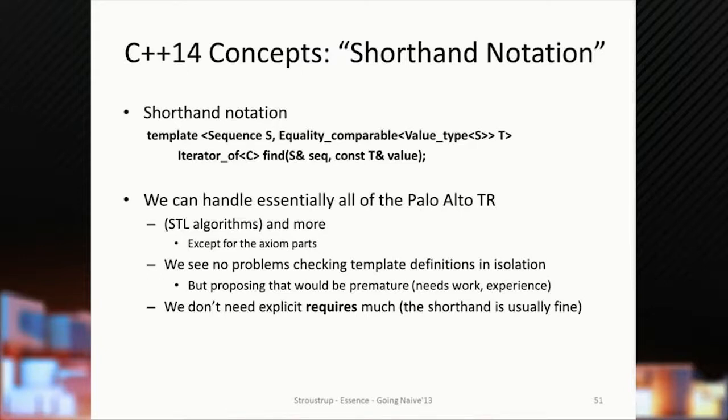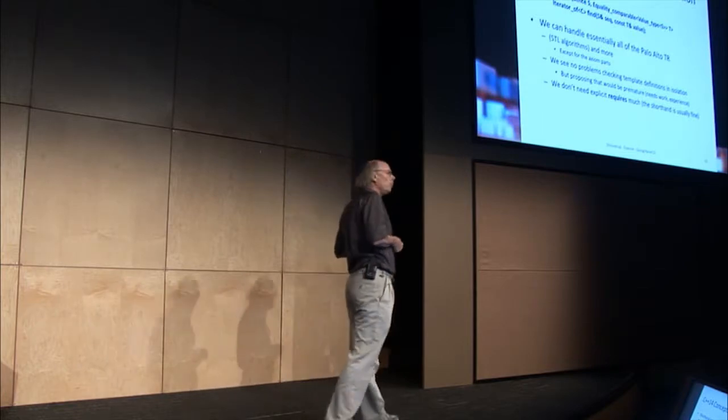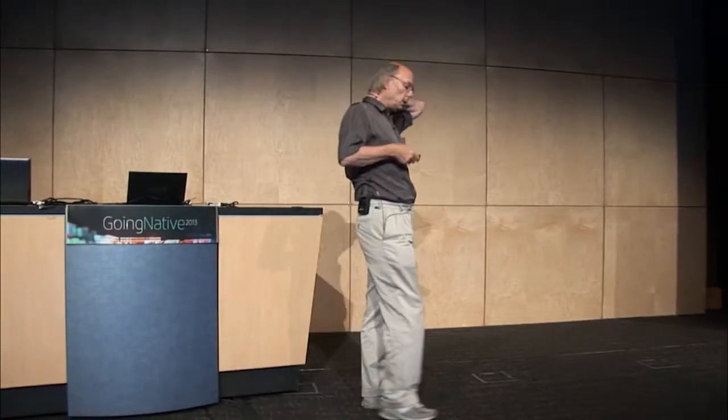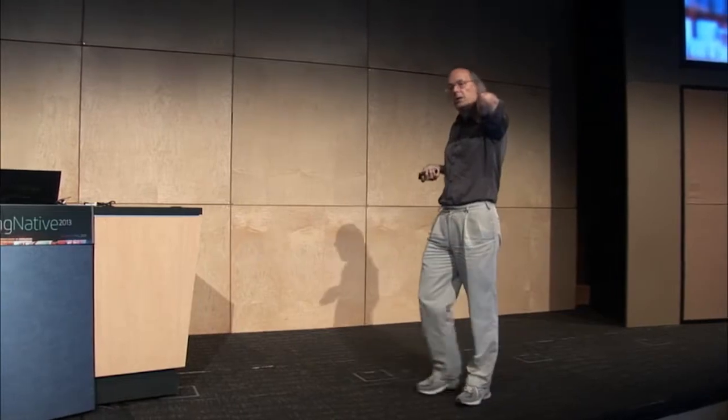And we can handle essentially all of the Palo Alto technical report. Now, the Palo Alto technical report is a 100 and some page document specifying every algorithm in the STL. And this was done by a group of about 20 people in Palo Alto 2 years ago. Sean was there, I was there, about 20. It was called by Andrew Lumsdaine from Indiana, who was one of the main workers on the C++0x concept, and got Alex Stepanov, who's the father of the STL, to chair it. And we spent a week simply specifying everything.